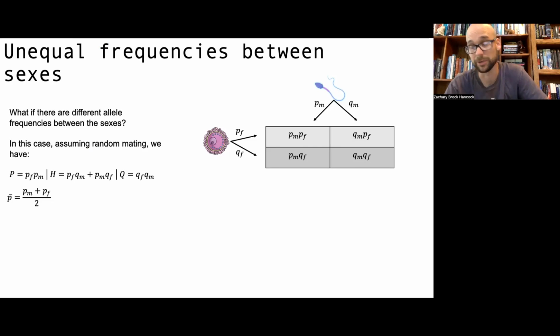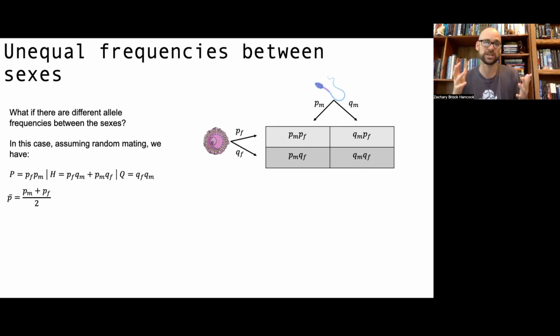So what happens if the allele frequencies are different between the sexes? I've shown sperm and egg over here on the right. You can see that since those P and Q frequencies are different from one another, we have to represent them differently. So the contribution of P from the male is P sub M, from the female is P sub F. We do the same thing with the Qs.